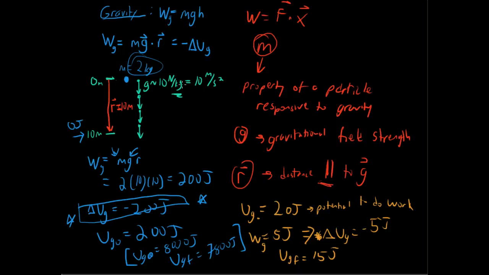So in the next video, we're going to do a similar formulation for electric potential energy. The difficulty that we'll encounter there is that we don't have just one type of charge. We only have one type of mass. We do have 2 types of charge, and that makes things a little bit more interesting.